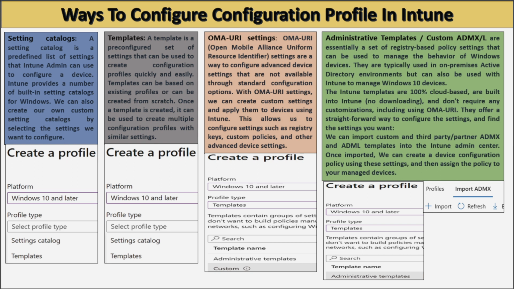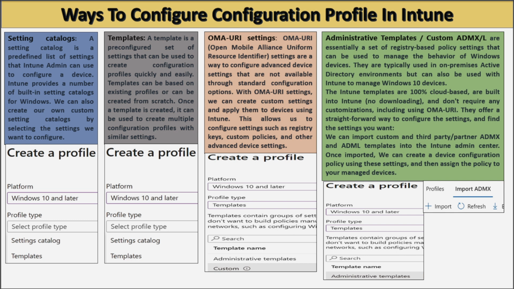To do this, we have to go to the Intune portal. Within the configuration profile, we have to go to create configuration profile, and in that we have to select the platform Windows 10 and later, and in the profile type we have to select the template profile, and then we can create the predefined configuration present in the template.